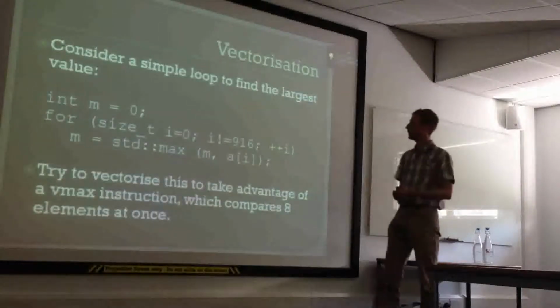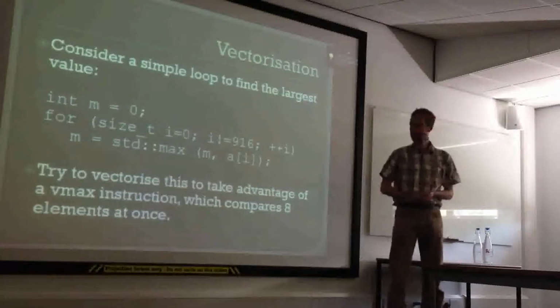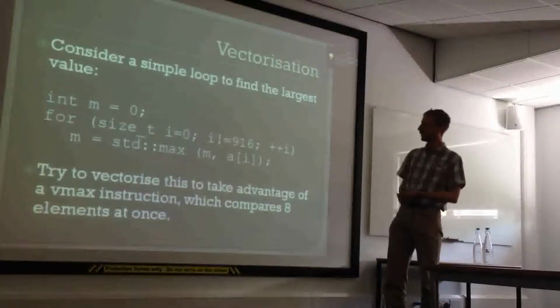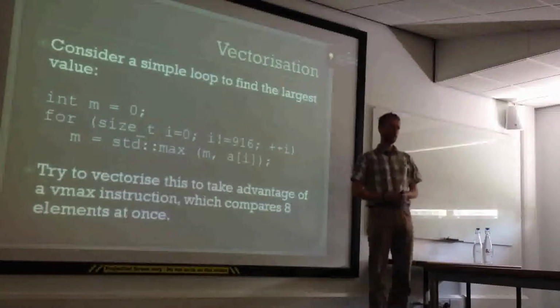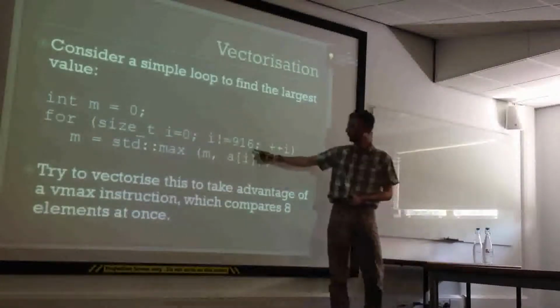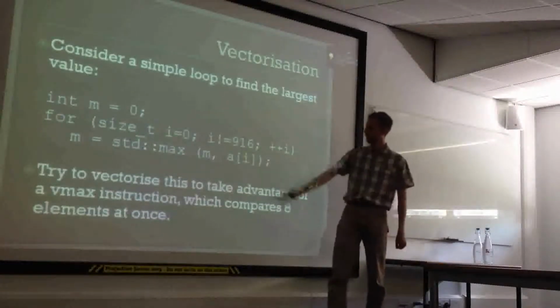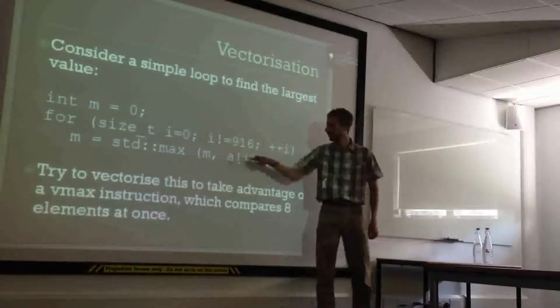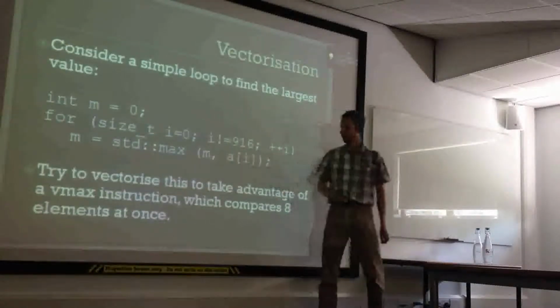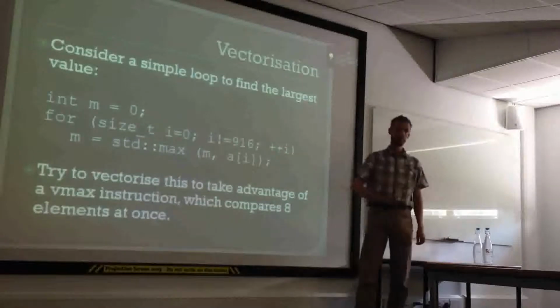So, to show you how to vectorize a program, I'm going to take this little program here, and what it's doing is trying to find the maximum element from an array. So we have an array of 916 elements, and each time through we just say, is it bigger, and take the maximum, like so. And what I want to do is show you how to vectorize that.